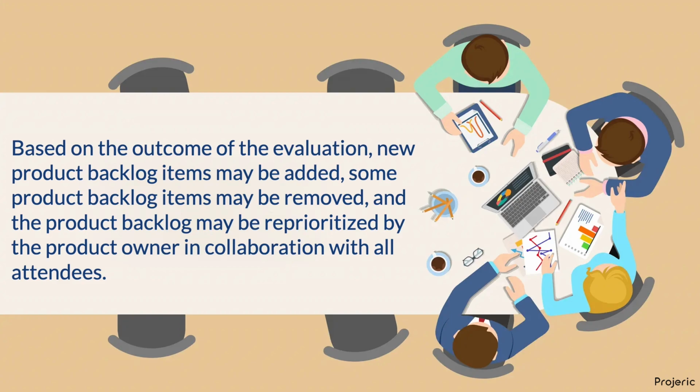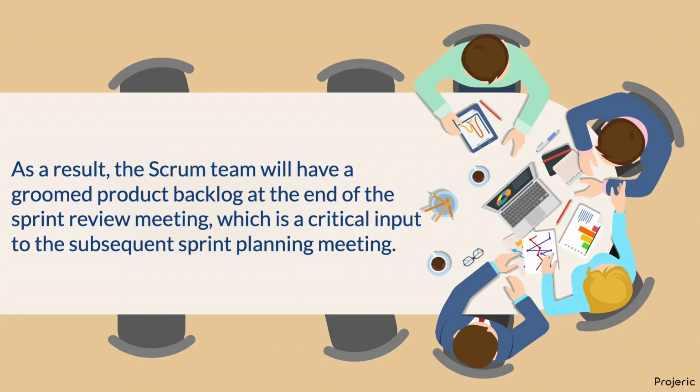Some product backlog items may be removed, and the product backlog may be reprioritized by the product owner in collaboration with all attendees. As a result, the Scrum team will have a groomed product backlog at the end of the sprint review meeting, which is a critical input to the subsequent sprint planning meeting.